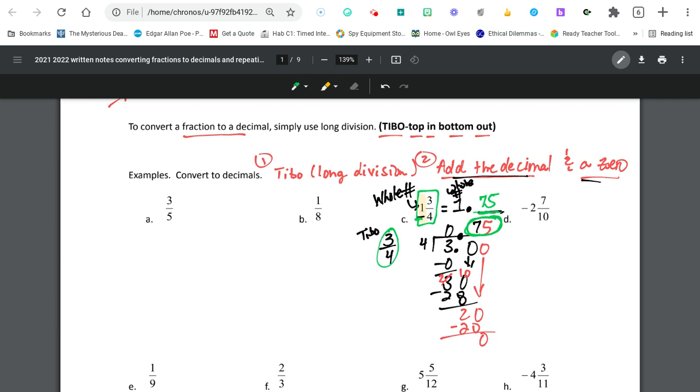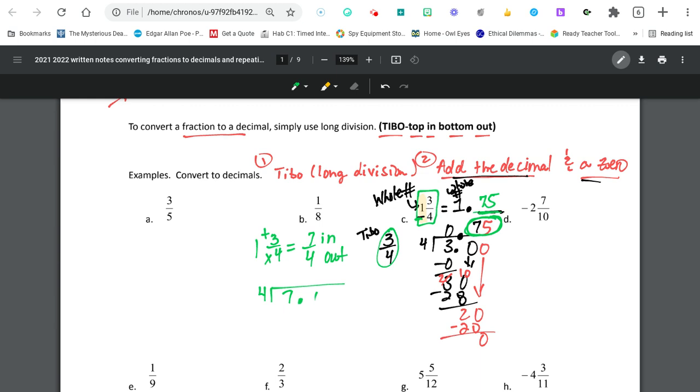Okay, that's one way of doing it. I'm going to show you the second way on the same problem, okay? So I can also take 1 and 3/4 and change it to an improper fraction. 4 times 1 is 4, plus 3 is 7. So basically, I can T-bow 7/4.